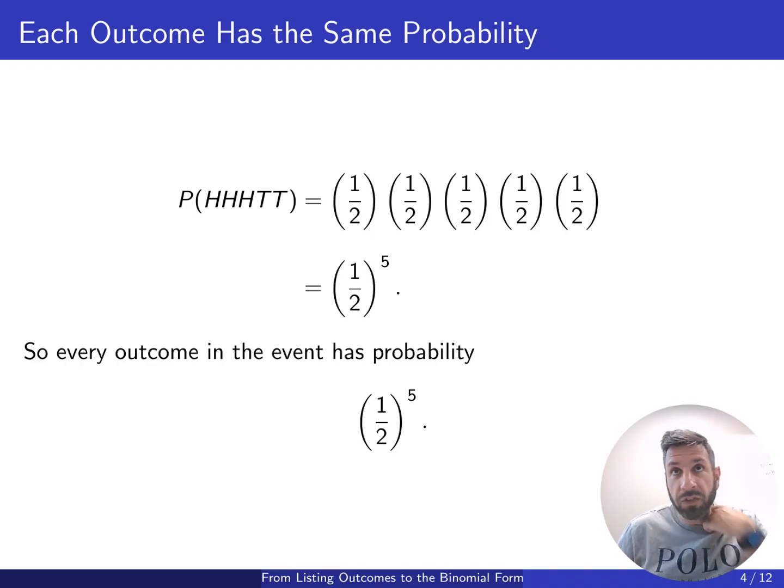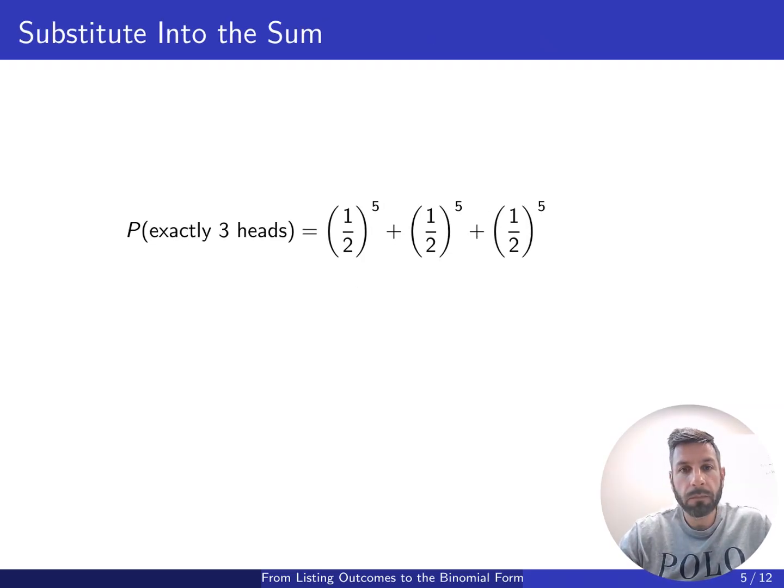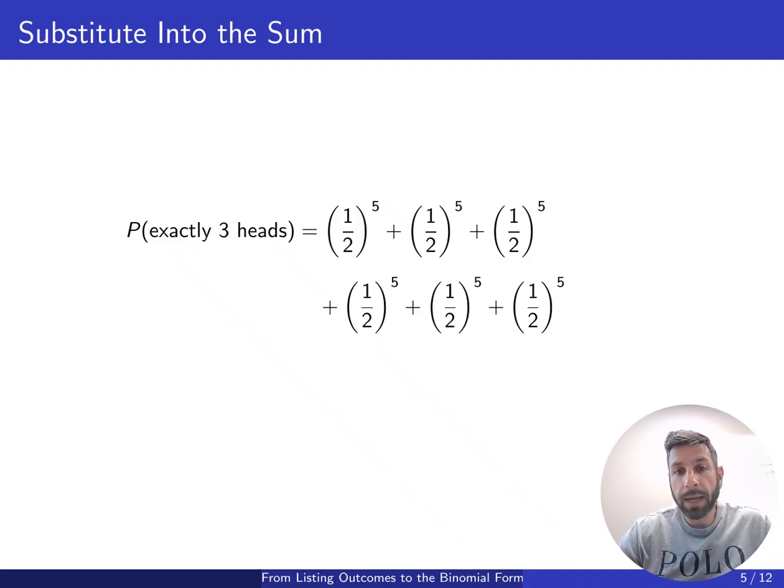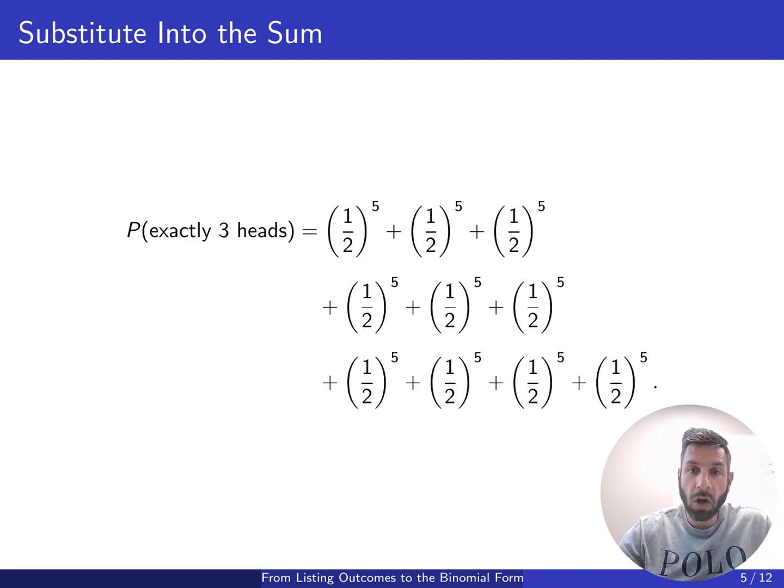What we need to understand then is that each one of those outcomes on the previous page can be written as 1/2 to the fifth power. So if we go back and substitute this value in, we get 1/2 to the fifth power, and we have 10 copies of this. This is for the first outcome. This is the second outcome, the third, fourth, fifth, sixth. These are all 10 of the favorable outcomes.